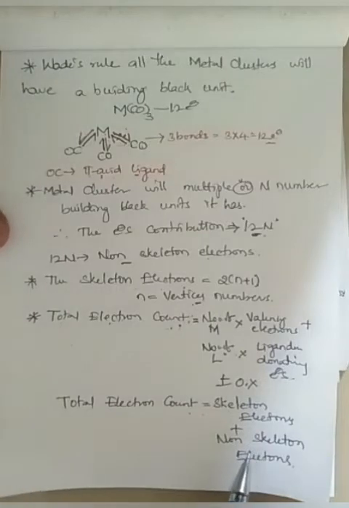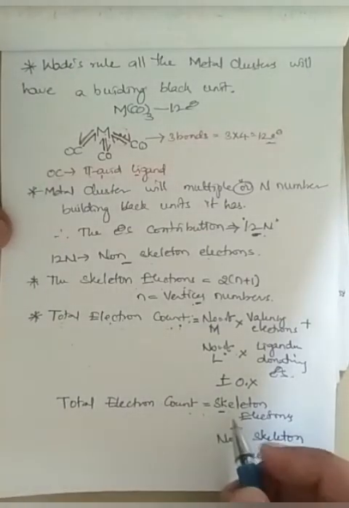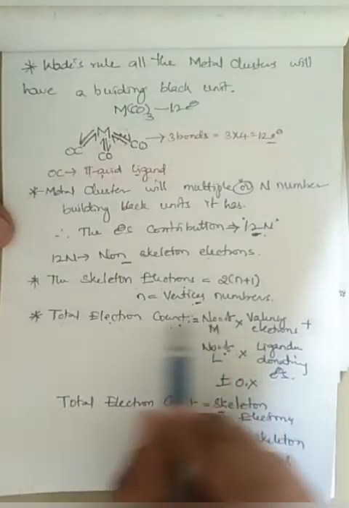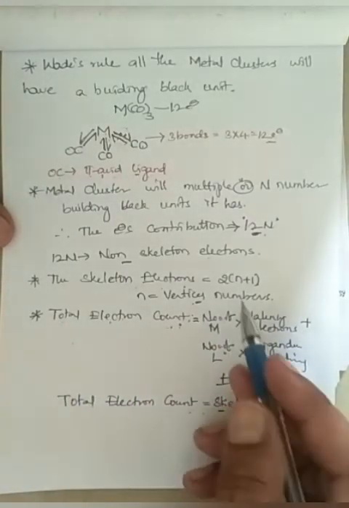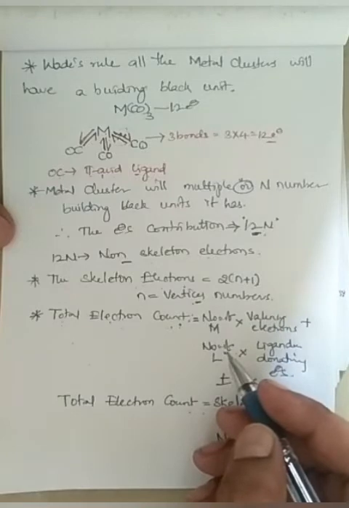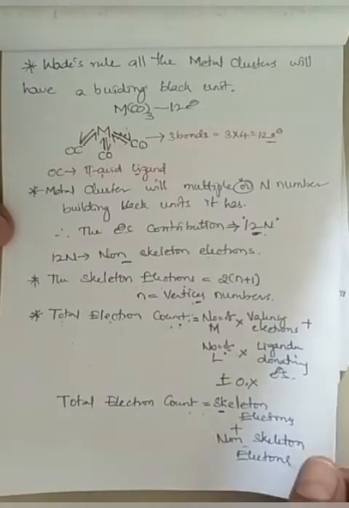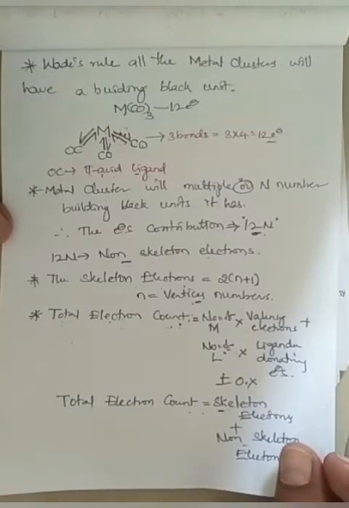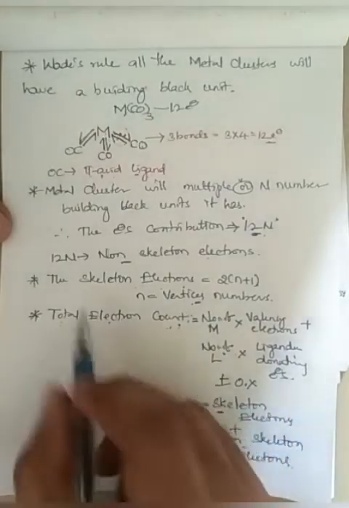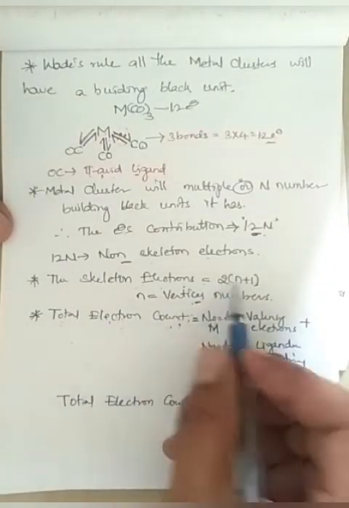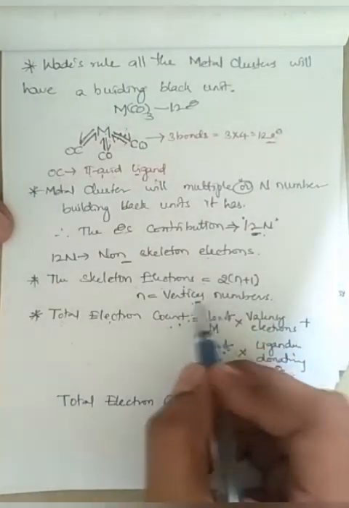From this count, we will have the non-skeletal electron number, right? To count the total electron count, it is easy from the formula of the metal cluster, and from the formula we can also count the non-skeletal electrons. Having the total electron count and non-skeletal electron number, we can easily count the skeletal electrons, right? So from the skeletal electrons, we will have the vertices number, where the skeletal electron count is equal to 2 into n plus 1, where n is the vertices number.